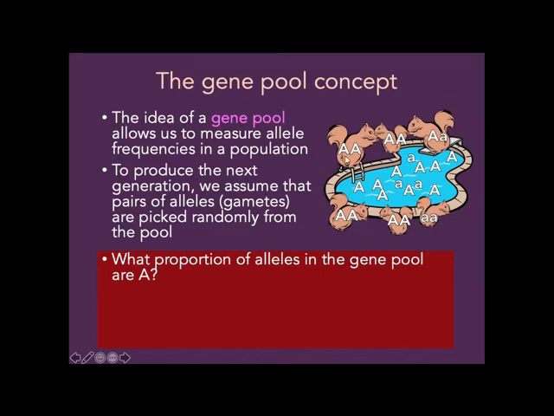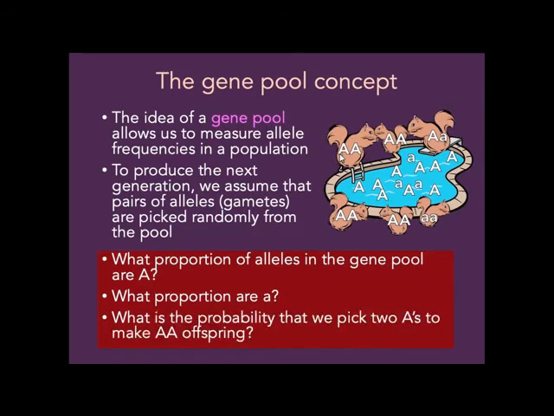And we basically can see the same thing if we look at the whole animals, right? 1, 2, 3, 4, 5, 6, 7, 8, 9 out of 12 of the alleles are big A. All right. What proportion are little a? Oh, that's like 3 out of 12. Yeah, so 1/4. All right, so what is the probability that we pick two A's to make big A offspring?